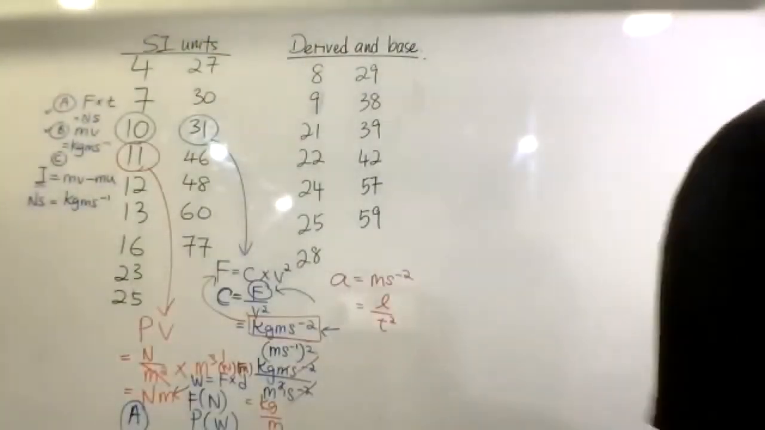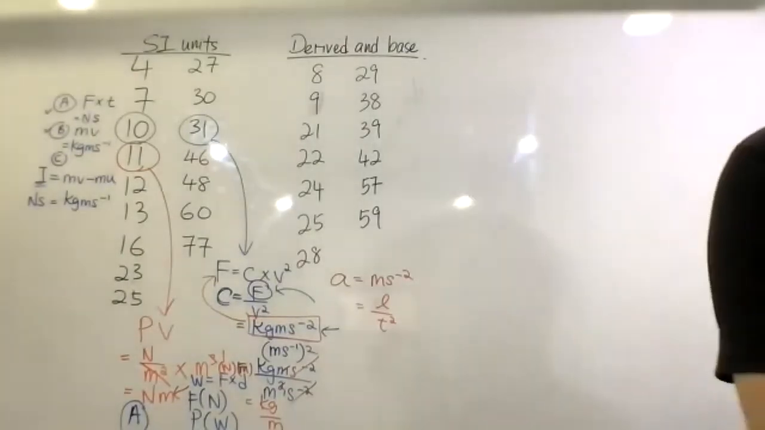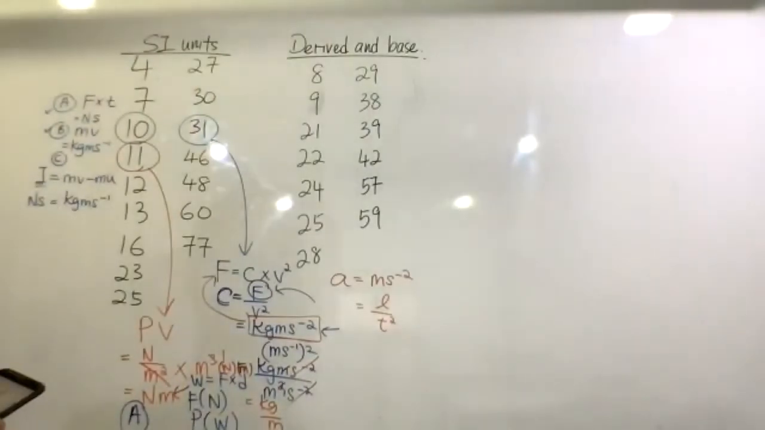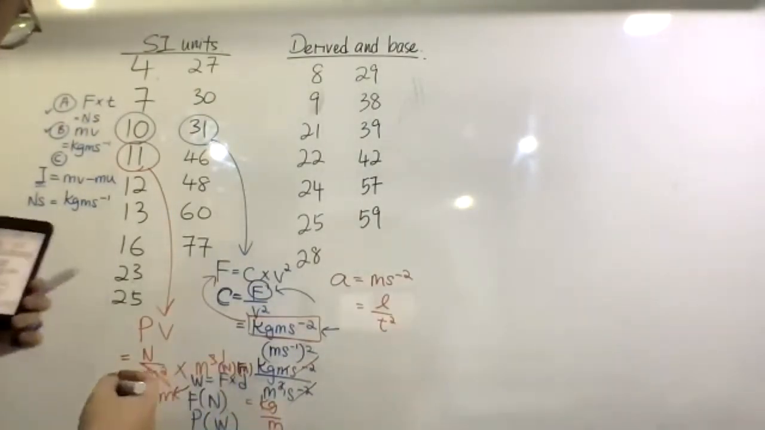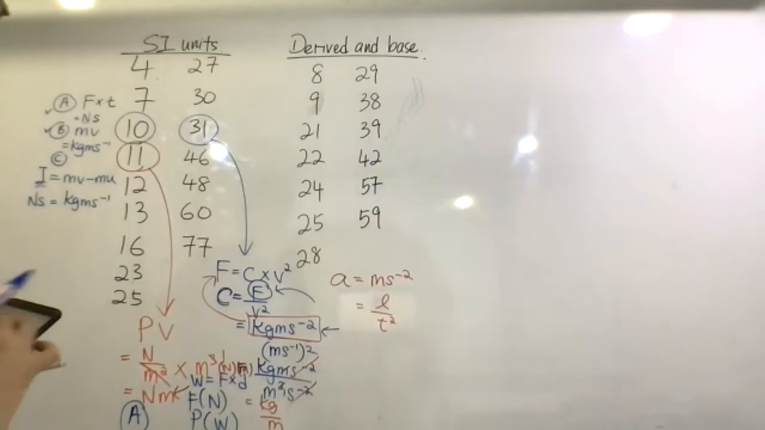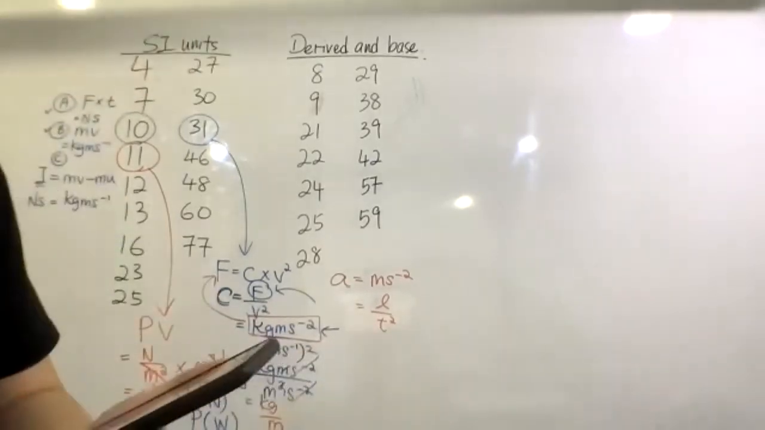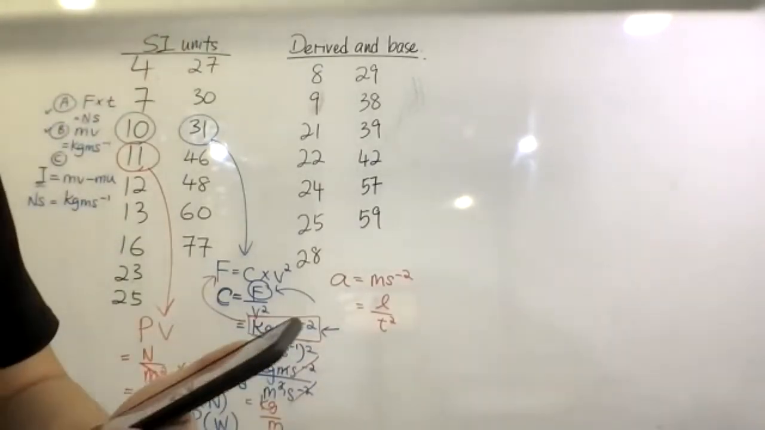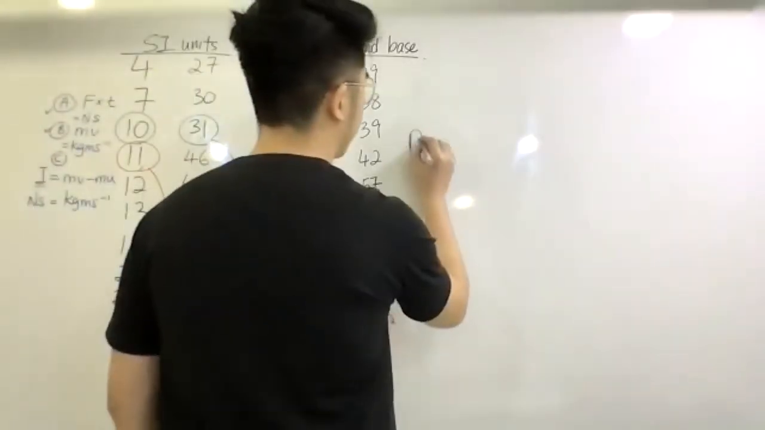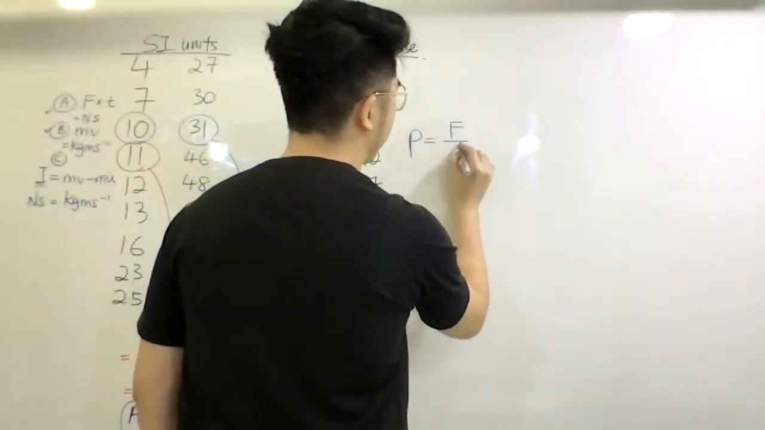28. Pressure is a derived quantity. This quantity can be expressed as pressure is force over area.